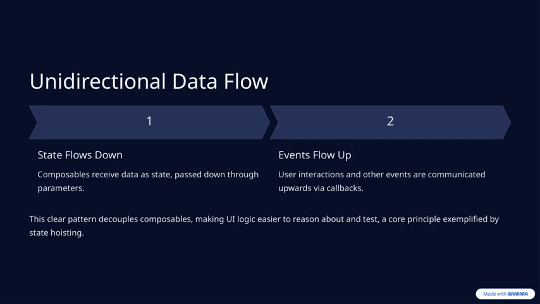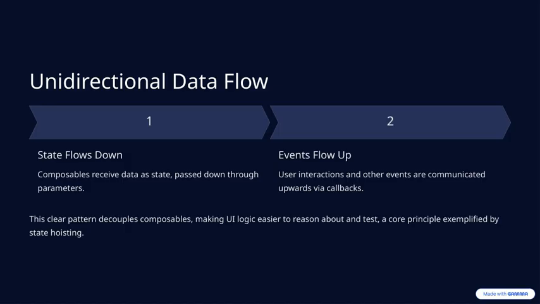First, we have state flowing down through our composables. This means that composables receive data as state, and this data is passed down through parameters. It creates a clear, predictable path for data to move through the UI. On the other hand, user interactions and other events flow up via callbacks.